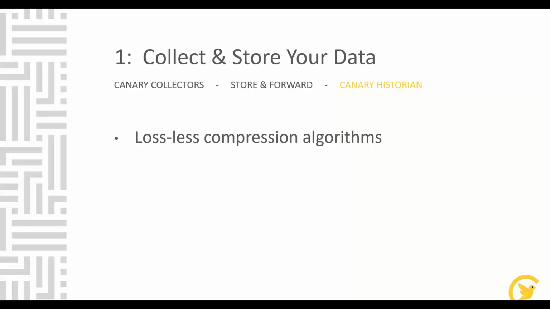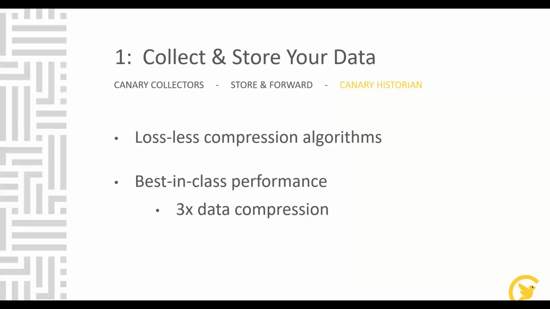So Canary historian stores the tags with lossless compression. With 35 years of expertise, they developed their own IP to compress data, which is best in class in performance, with 3 times data compression. That is also the reason why, when we engage with customers who ask what storage capacity is required to store, for example, 100,000 to 200,000 tags for a period of 5 to 10 years, we calculate that any machine you get from the market today is already capable of storing that kind of data, because the storage required is pretty small due to the compression technology of Canary historian.